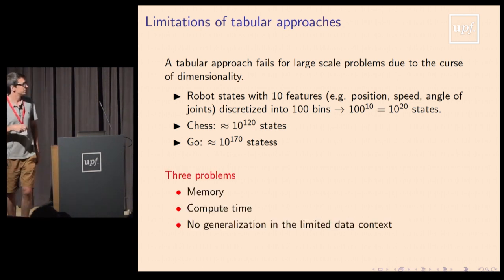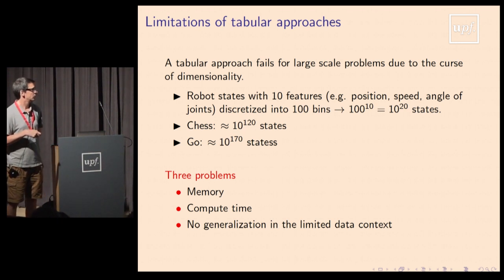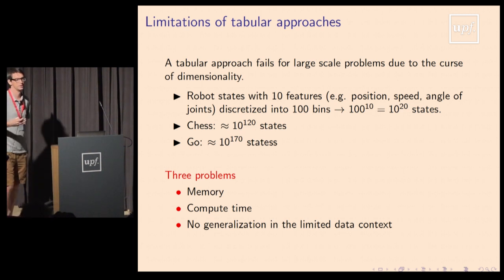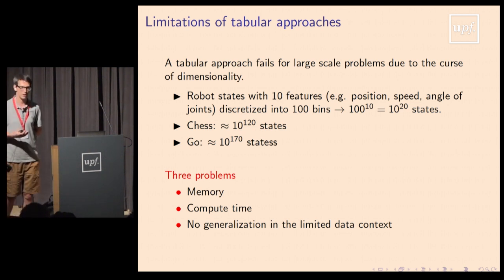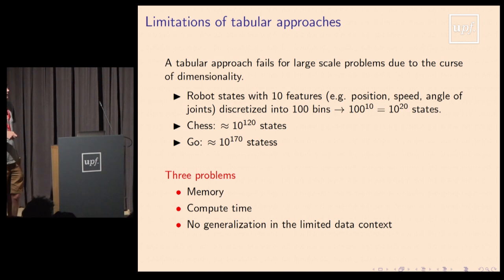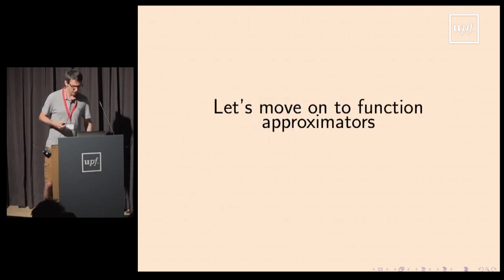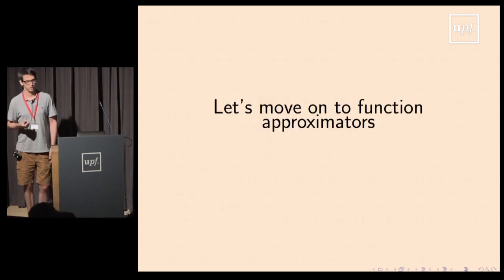So you have three problems, basically: memory problems, compute problems if you want to work with the finite MDP setting, and even maybe more importantly, you have no generalization in the limited data context. You really need your agent to visit every state action pair in your environment, and that's not what you want. So because of these three problems, you need to go beyond these tabular approaches. So let's move on to function approximators.